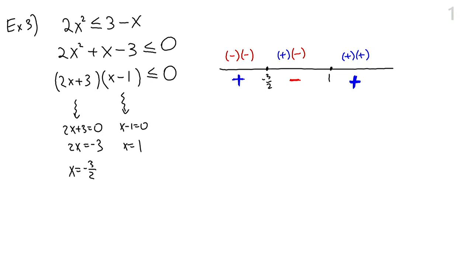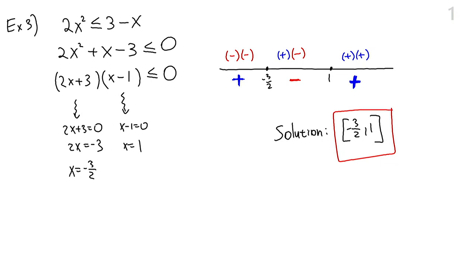And now we look at what our inequality is. We need to be less than or equal to 0. So then we look, where is this polynomial negative? And it is negative from negative 3/2 to 1. And we use brackets because this is a less than or equal to inequality. And this is our final solution.